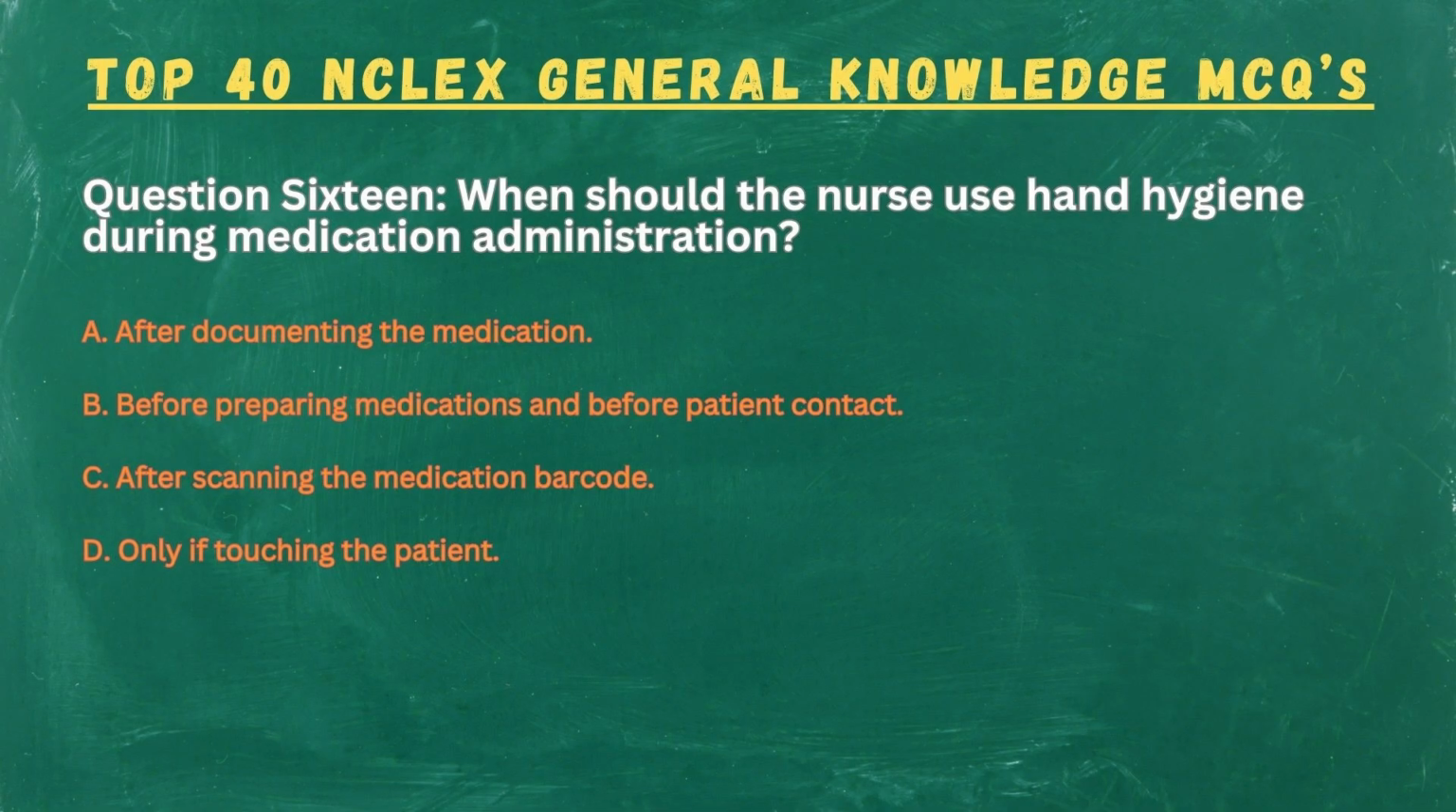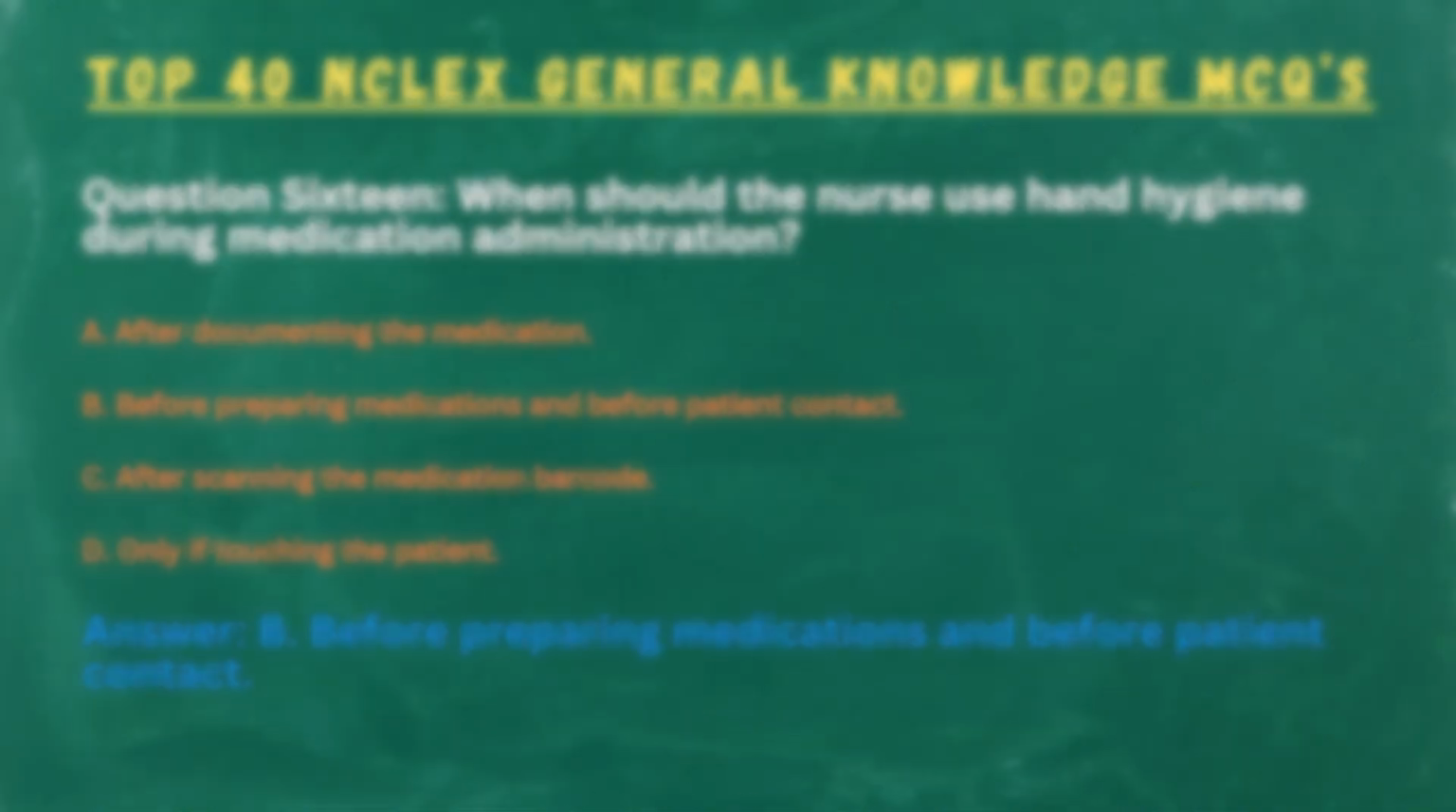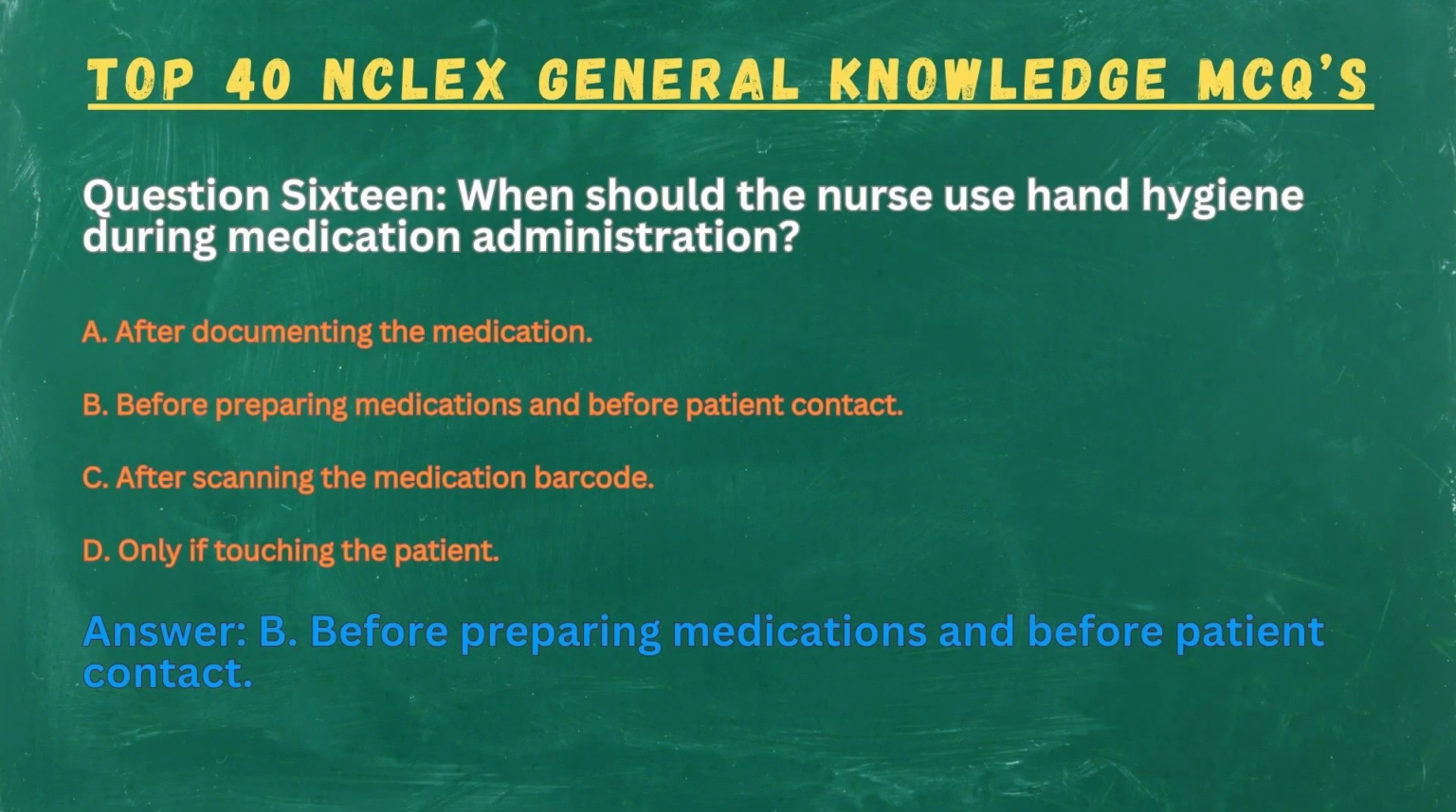Question 16. When should the nurse use hand hygiene during medication administration? A. After documenting the medication. B. Before preparing medications and before patient contact. C. After scanning the medication barcode. D. Only if touching the patient. Answer: B. Before preparing medications and before patient contact.